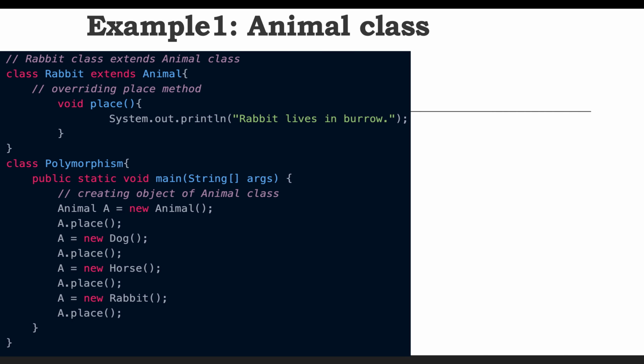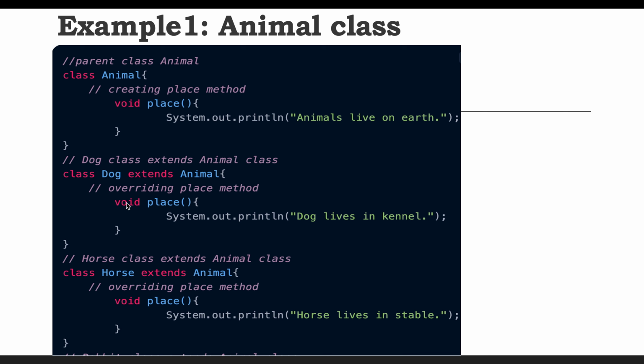So let's see how it can be achieved. Let's say we have created an Animal class object: Animal a = new Animal(). Here a is behaving like a parent class because it holds an object of the Animal type only. That's why it behaves like a parent class, and using this object, if we call the place method, it is going to print the implementation of the parent class, something like "animal lives on earth".